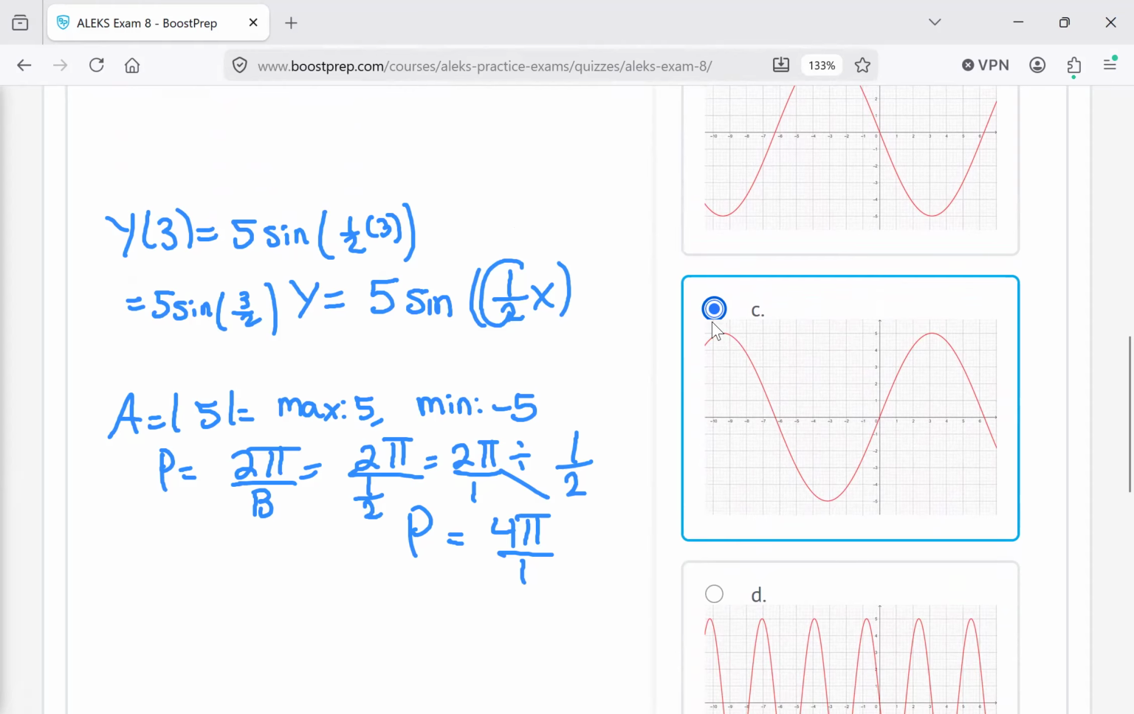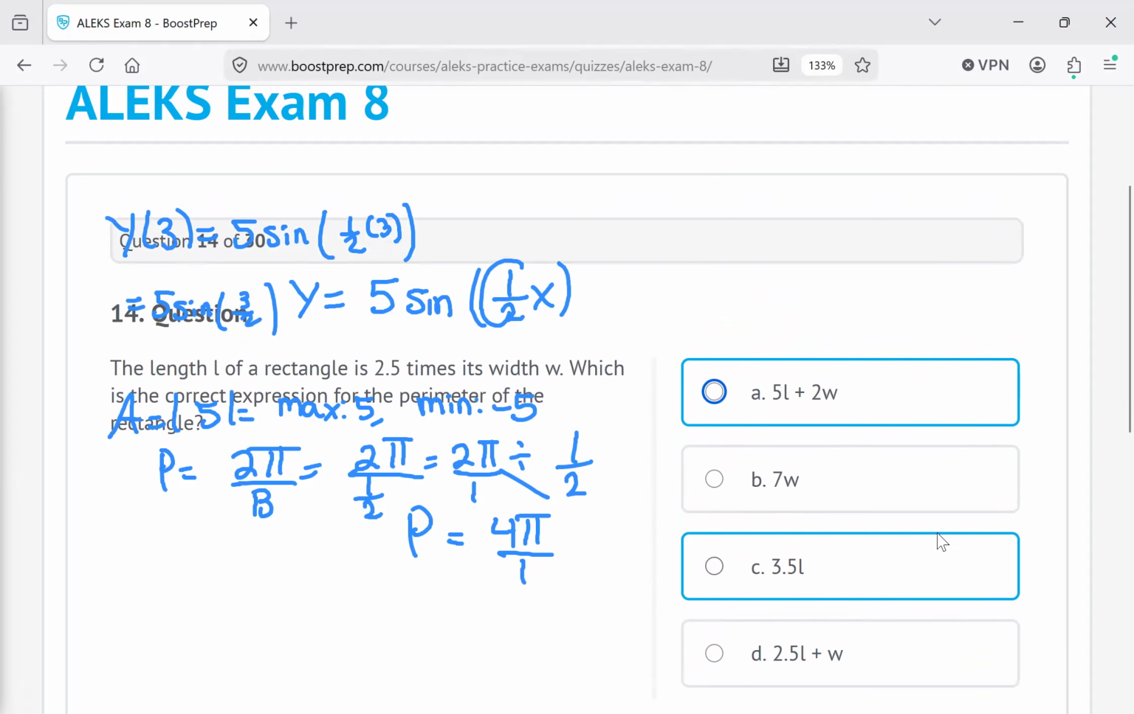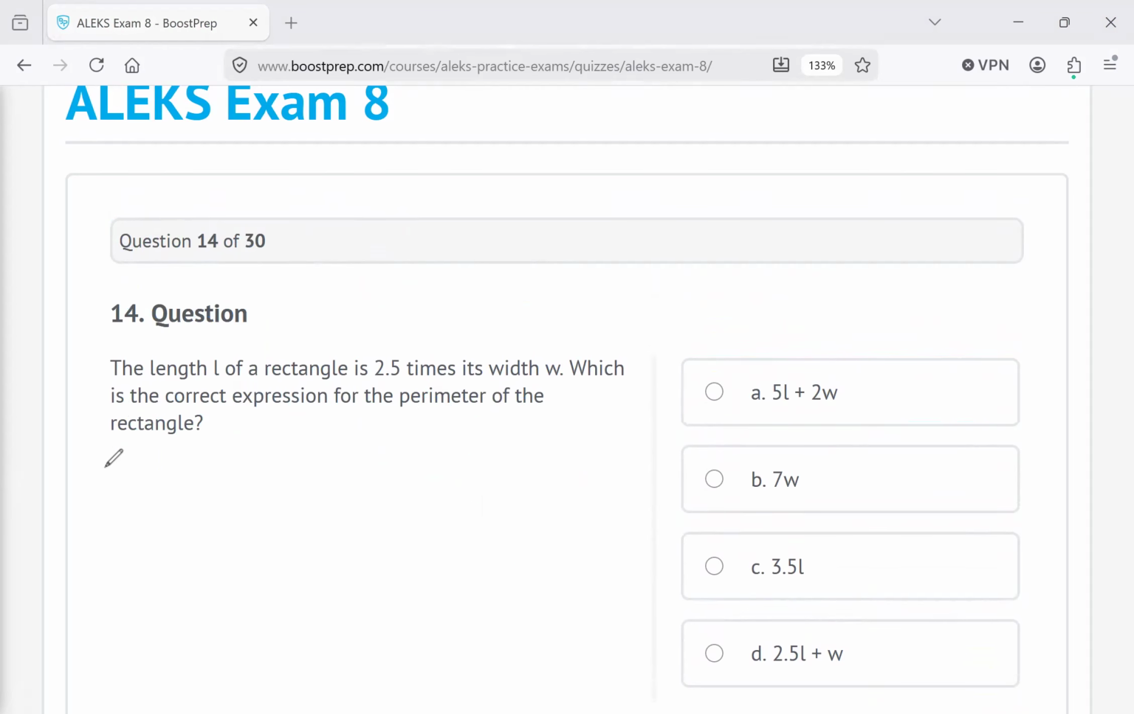Okay, let's continue. The length of a rectangle is 2.5 times its width. Which of the following is the correct expression for the perimeter of this rectangle? If you look at all the choices, they don't want the actual values. They want it in terms of L and W. So if it helps, you could draw a rectangle. Here is your length, and here's your width, right? The length of a rectangle is 2.5 times its width.